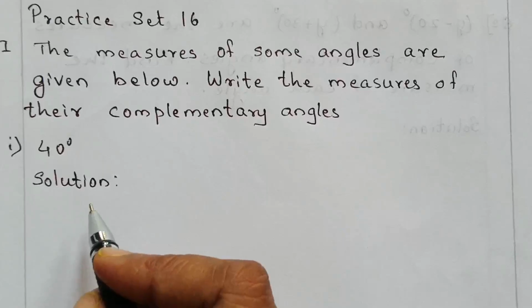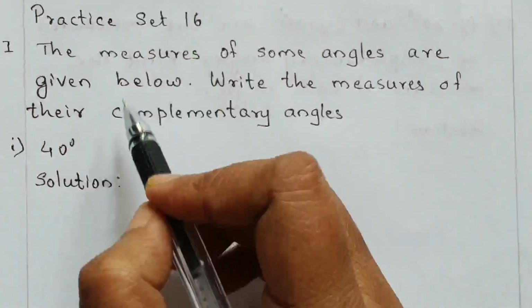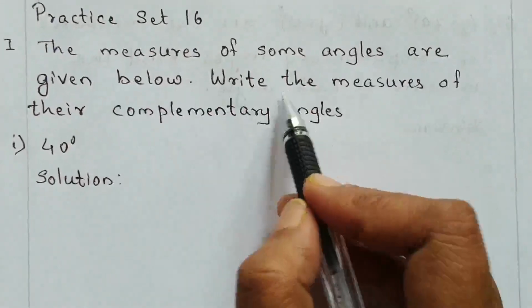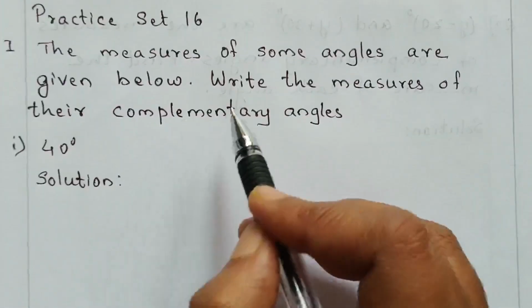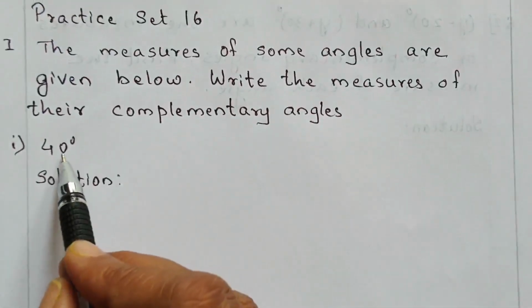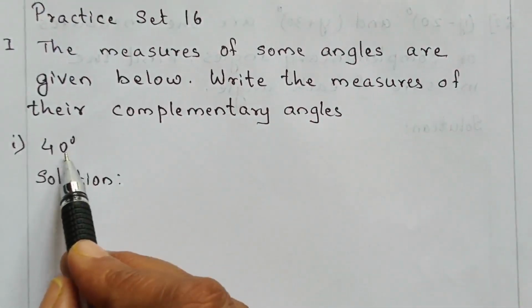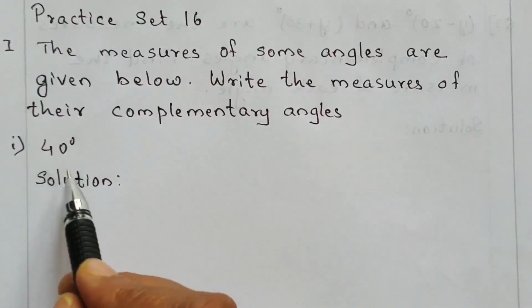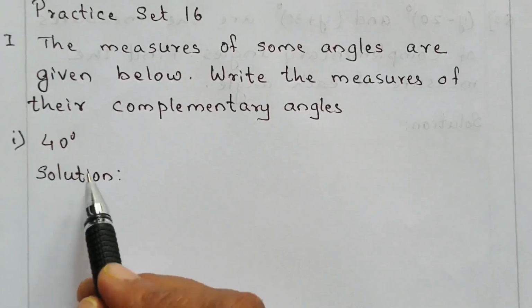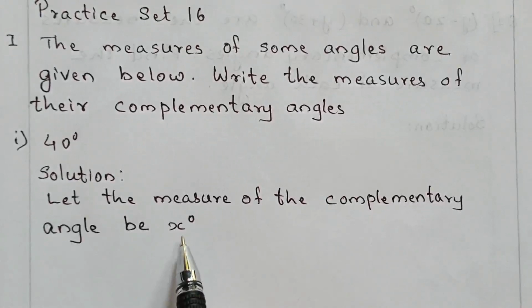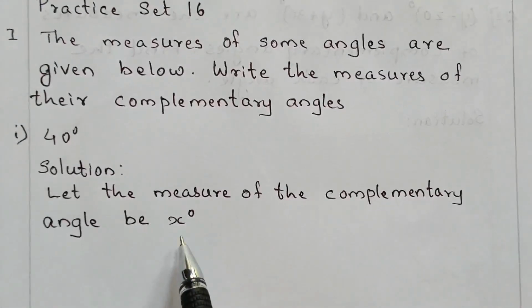Now let's take up practice set number 16. The first question is, the measures of some angles are given below. Write the measures of the complementary angles. The first one is 40 degrees. You have to write the measure of the complementary angle of 40 degrees. Let the measure of the complementary angle be x. Now 40 degrees and x are complementary angles.